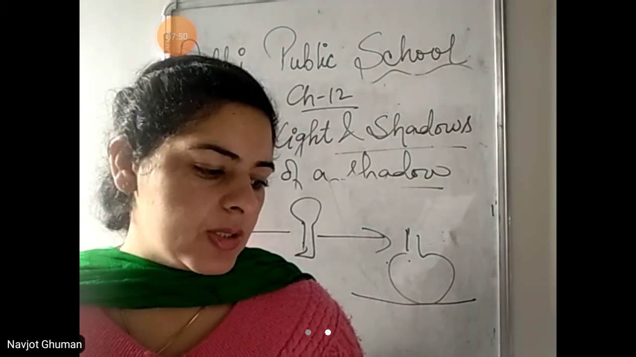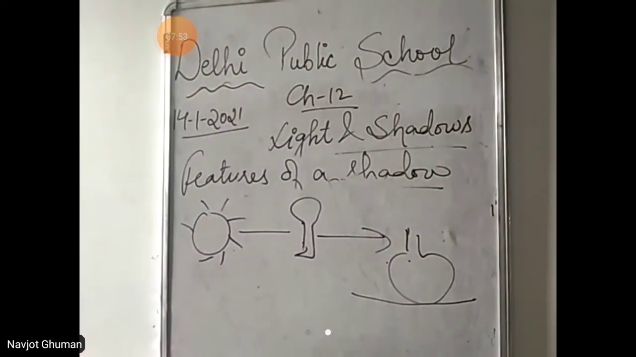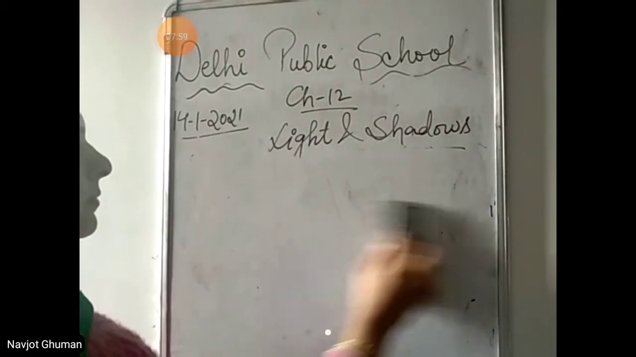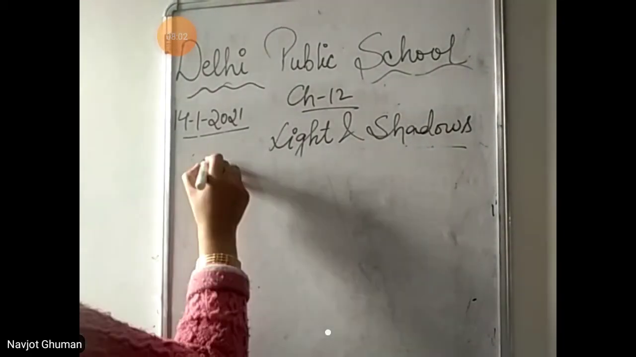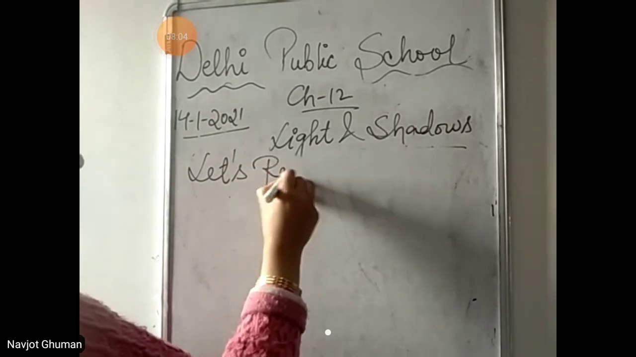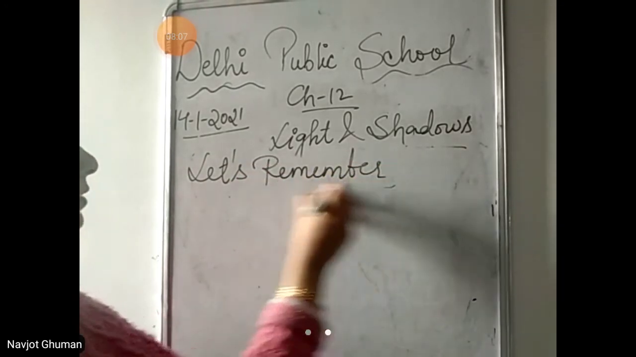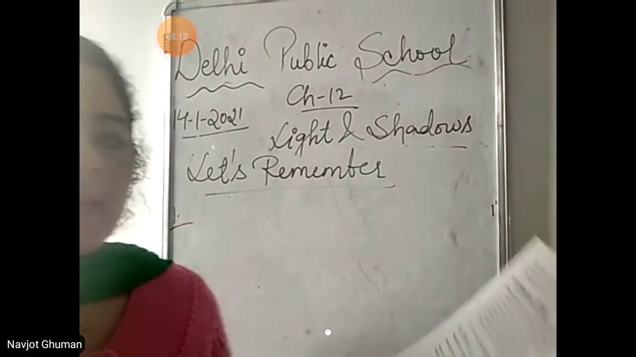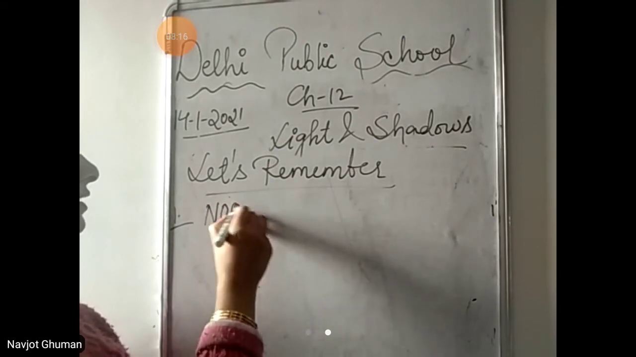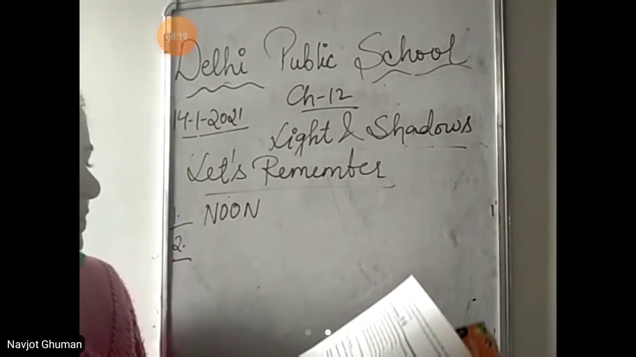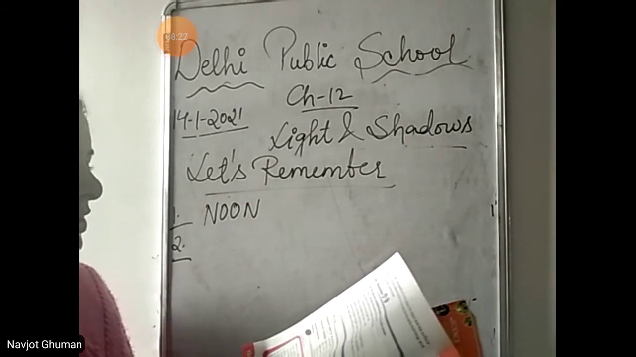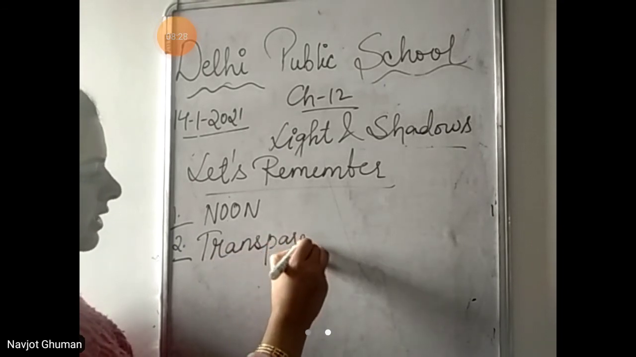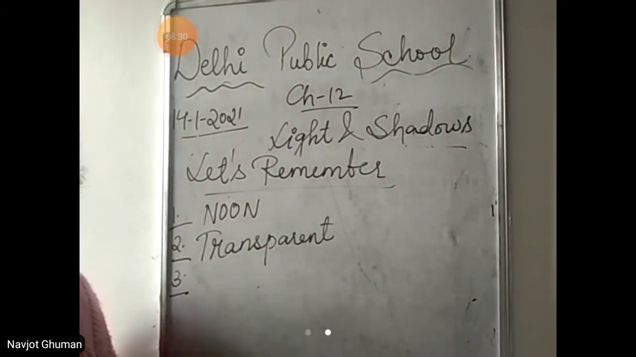Next come, let's remember, page number 154. Let's remember. First, shadow is shortest at this time of the day. I have told you shadow is always shortest at noon. Number two, a clear glass is kind of dash material. That is the transparent material. Clear glass, जिसमें से light pass कर सकती है, that is the transparent material.